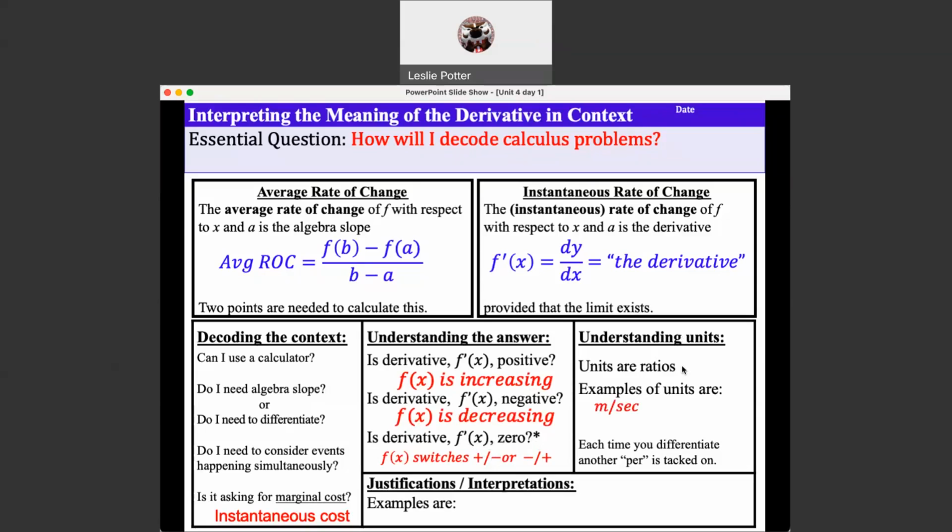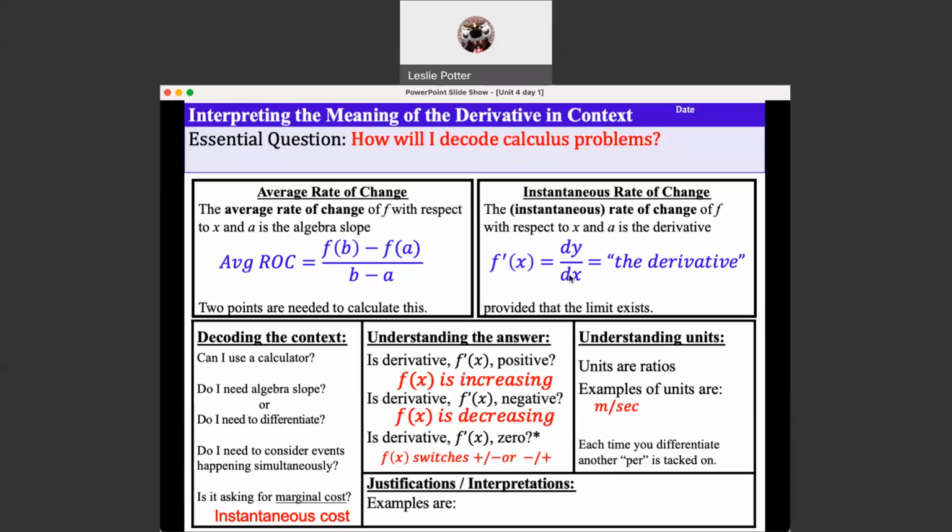How about understanding the units now? So decoding calculus problems, working with contextual problems, usually means we have some sort of units involved. So we need to understand that when we're talking about the derivative, the units are ratios, right? We can see that in the Leibniz notation here.